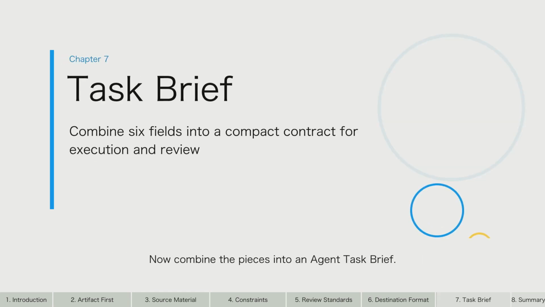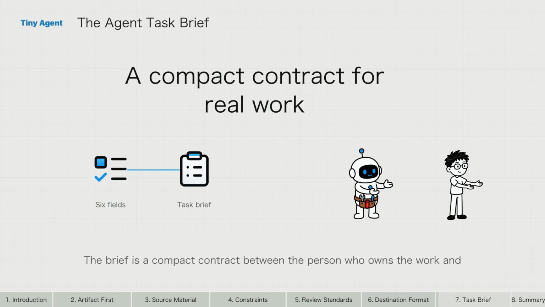Now combine the pieces into an agent task brief. The brief is a compact contract between the person who owns the work and the agent producing the first usable artifact. Field 1 is the outcome artifact. Name the deliverable, its user, the decision it supports, and the state that counts as usable. Field 2 is the source map. List the approved inputs, authority order, freshness, and known gaps.